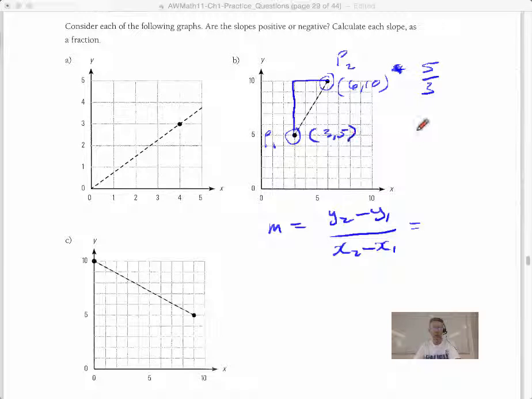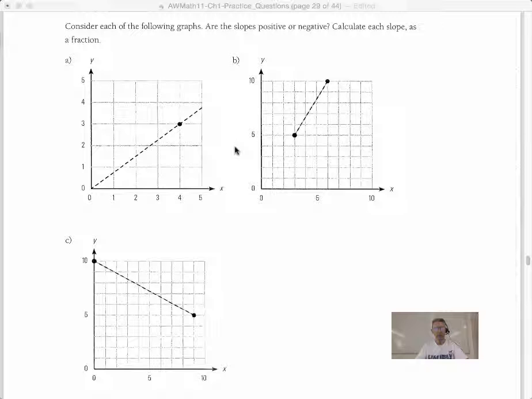Once you write the coordinates for the 2 points, or given the 2 coordinates, it's fairly easy to fill this in. So we want y2, which is 10. We want y1, which is 5. We want x2, which is 6. And we want x1, which is 3 here. And subtract 5 and subtract 3, so we get the answer of 5 over 3.